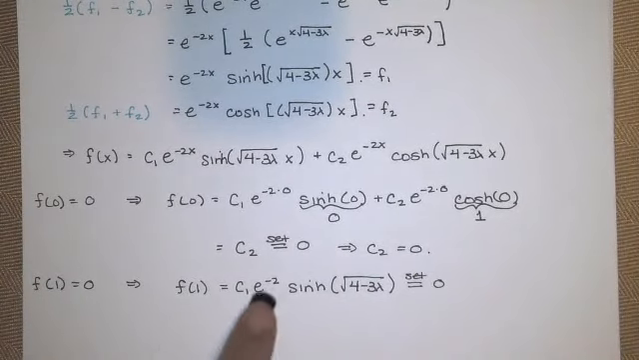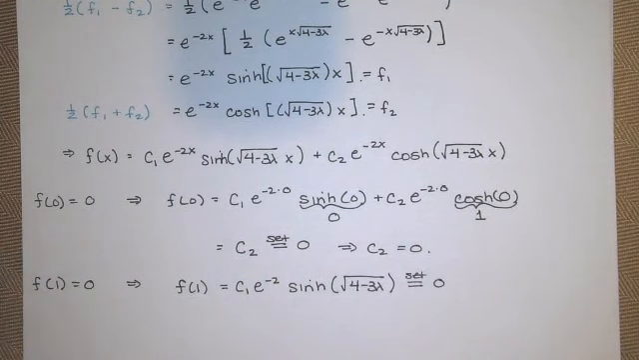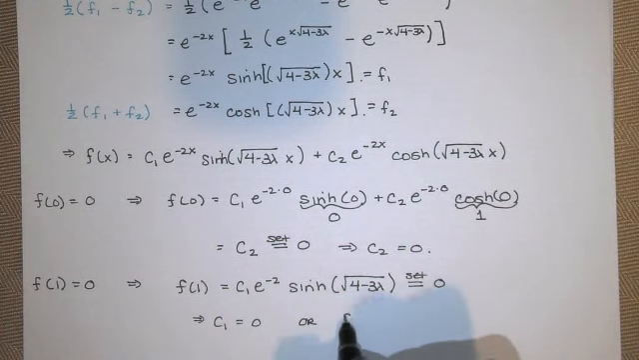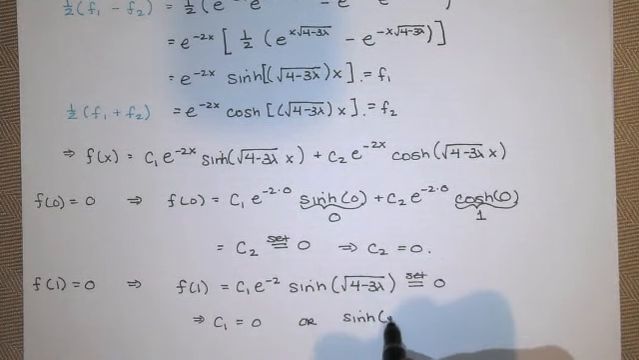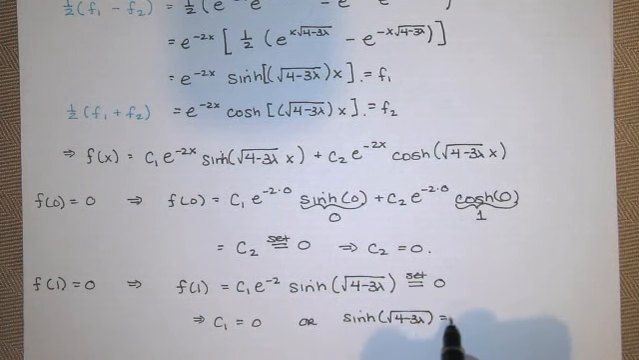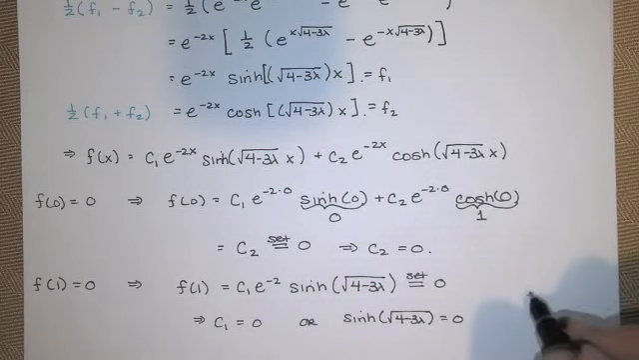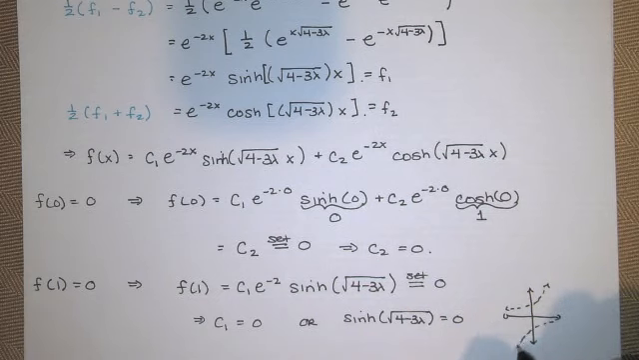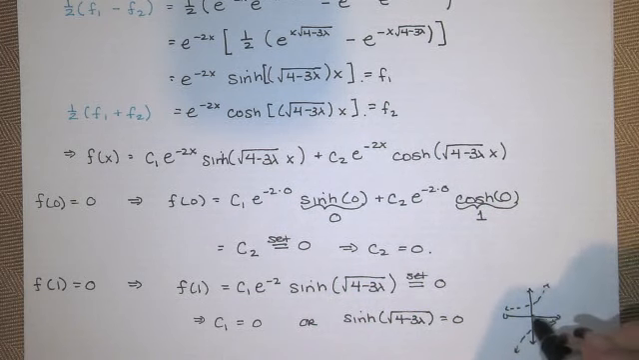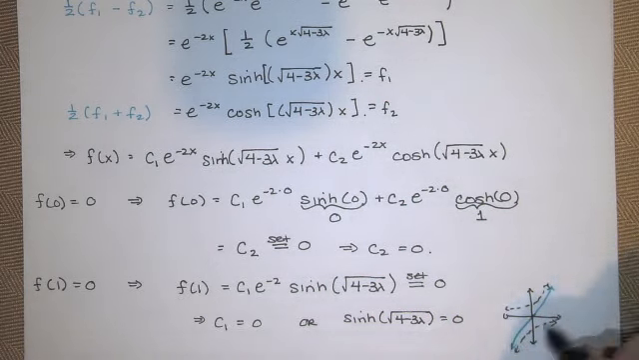But look what we've got here. E to the negative 2 is just a constant. It's never 0. The only way this is 0 is if C1 equals 0 or the hyperbolic sine of the square root of 4 minus 3 lambda is equal to 0. But the square root of 4 minus 3 lambda is positive. So this is the square root of a positive number, which is a positive number. And hyperbolic sine looks roughly like this. That's 1/2 e to the x, and that's a negative 1/2 times e to the negative x, and it will look kind of like that when we're done.